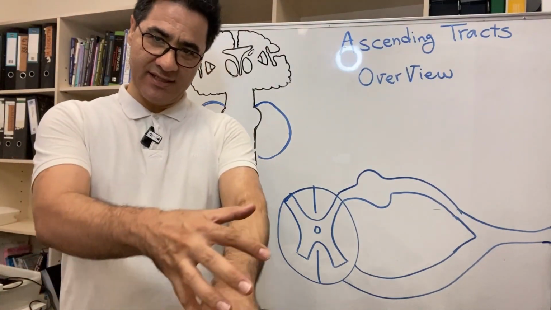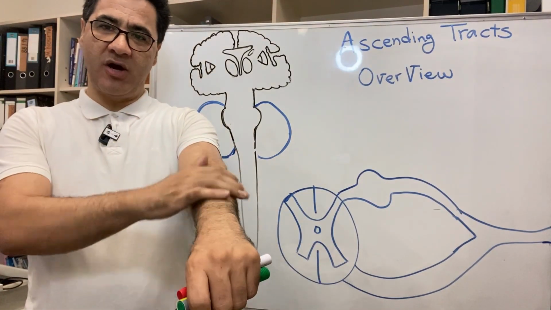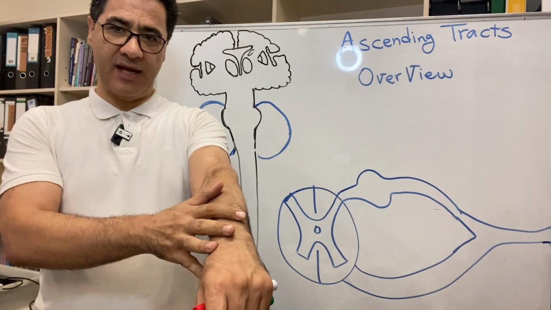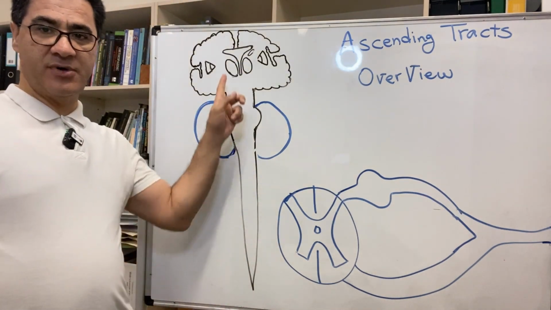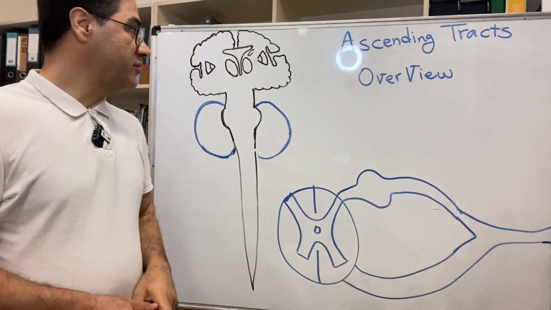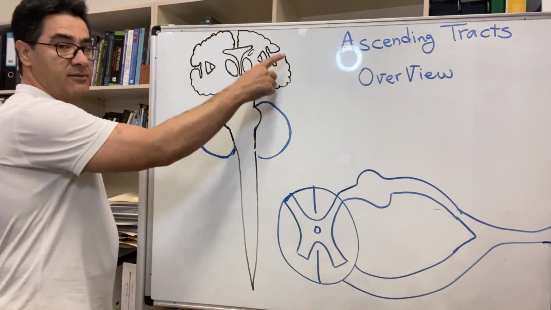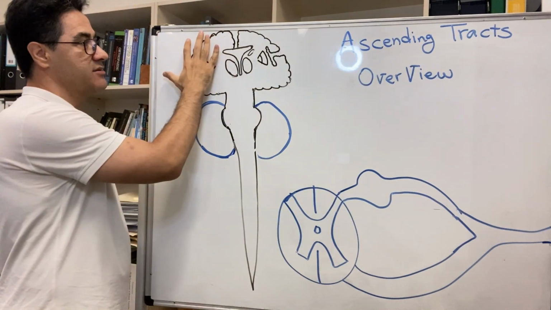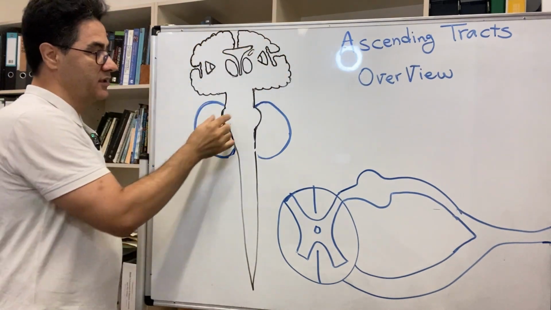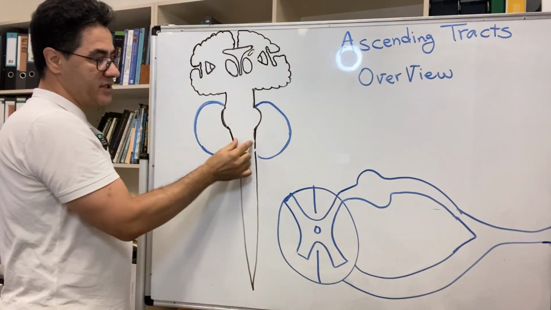Ascending tracts carry the sensory information from our skin, from our muscles, tendons, and joints to the brain through the spinal cord and brainstem. So if you look here, at the top we have the brain. This is the coronal section of the brain. This is the right hemisphere, left hemisphere of the brain. In the middle you can see the brainstem.